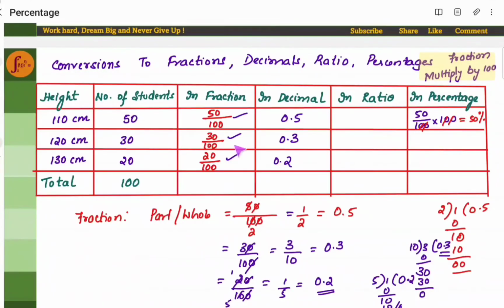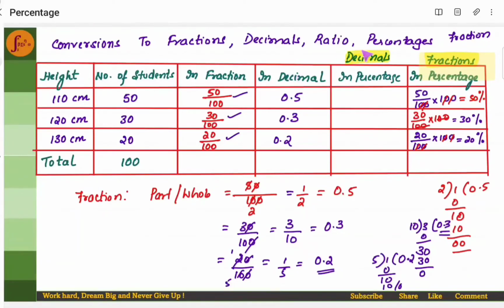Now let's go for the second example. Here it's going to be 30 by 100, 30 by 100 into 100. I cancel this. I'll get 30. Then I put the percent symbol. Third one is 20 by 100. I multiply by 100. 0 and 0 will get cancelled. I'll be left with 20 and then I put the percent symbol, 20%. So we've got the fractions into percentage.